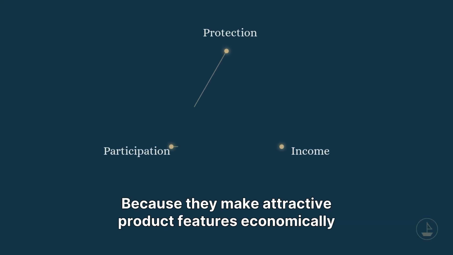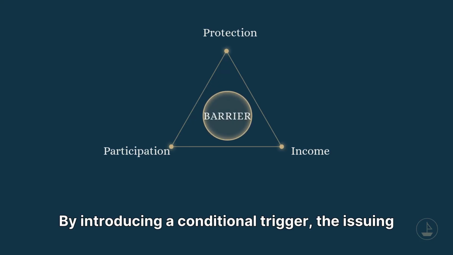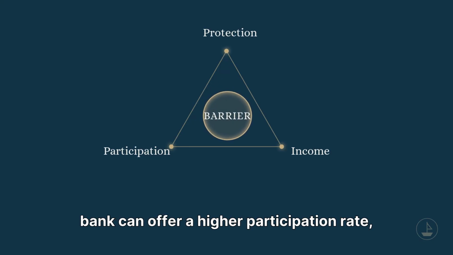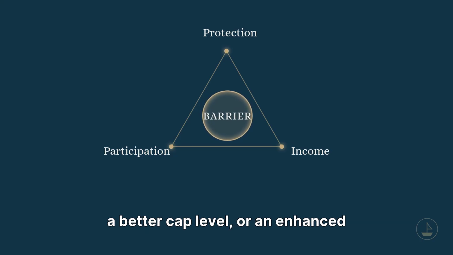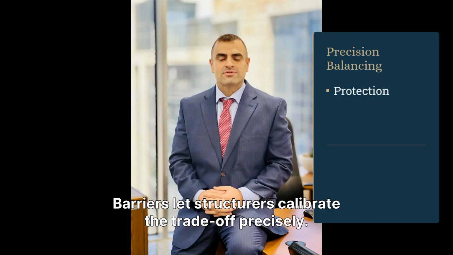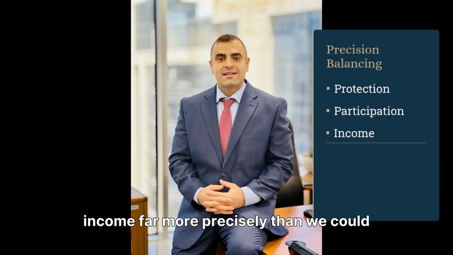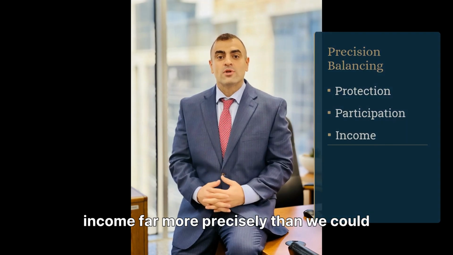Why do structurers use barriers? Because they make attractive product features economically viable. By introducing a conditional trigger, the issuing bank can offer a higher participation rate, a better cap level, or an enhanced coupon. In exchange, the investor accepts conditional downside exposure. Barriers let structurers calibrate the trade-off precisely. They let us balance protection, participation, and income far more precisely than we could without them.